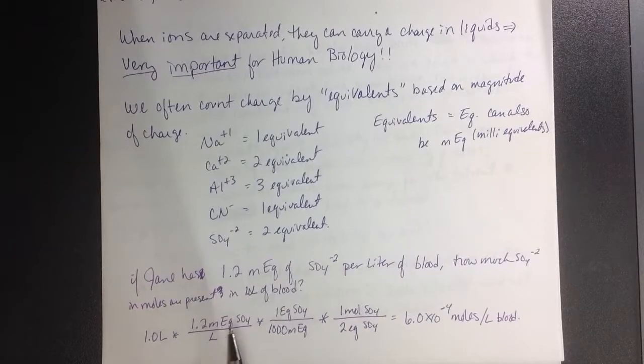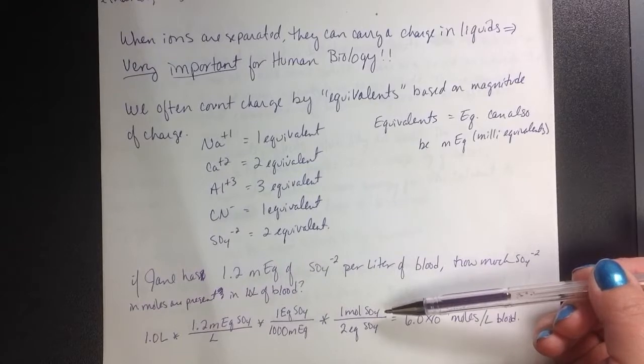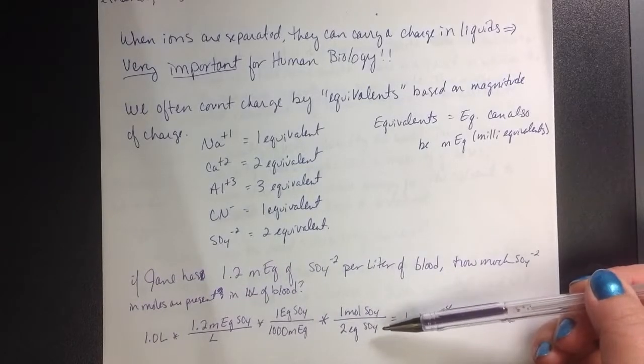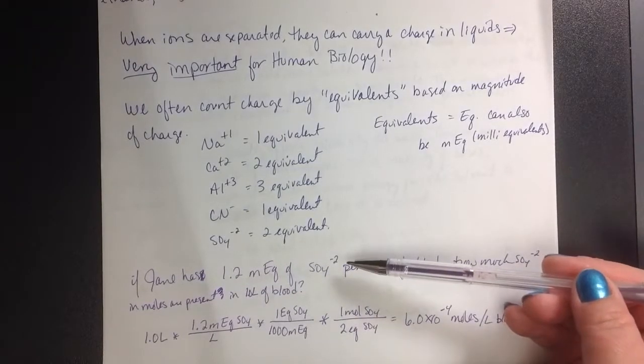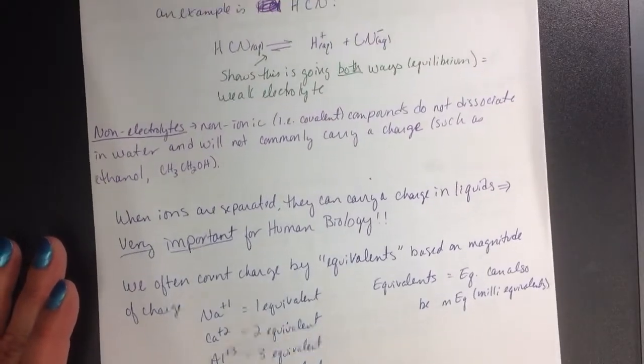So 1 liter, I switch it to milliequivalents, and then I'm going to convert that to equivalents instead of milliequivalents. And then realize that for every mole of SO4, when we're talking about equivalents, it's 2 equivalents of SO4 because it has a -2 charge. And so that's how you can get how many moles you have in 1 liter of blood.